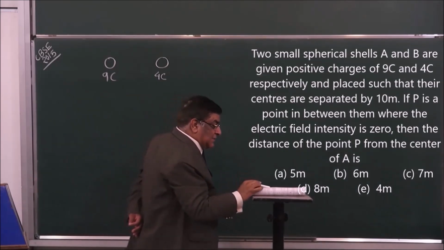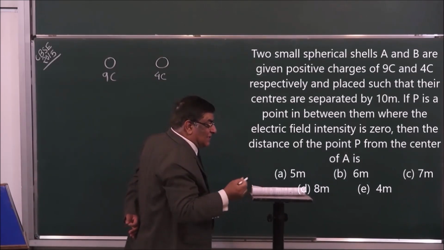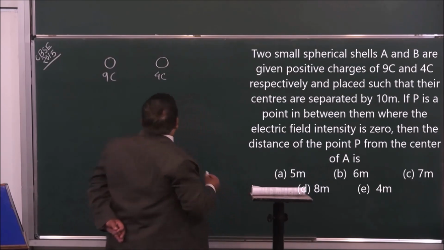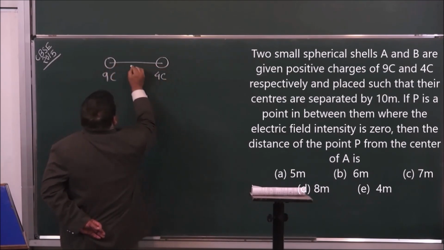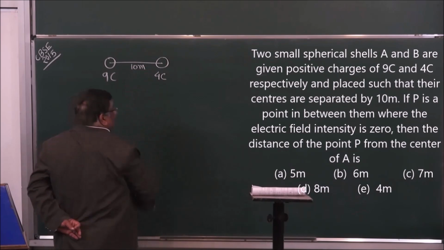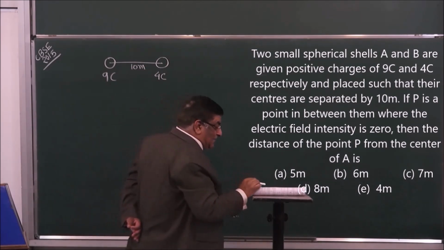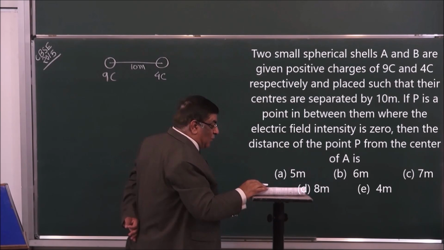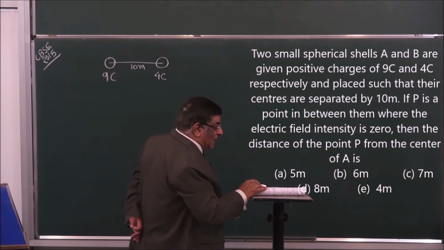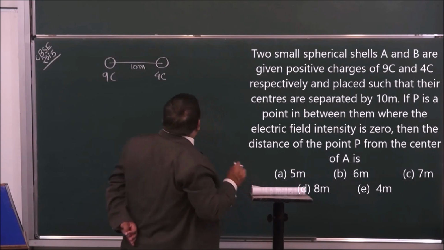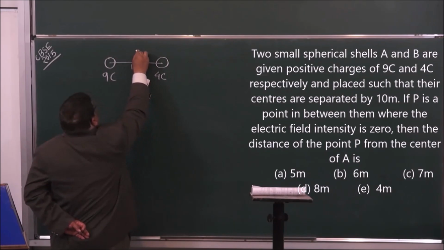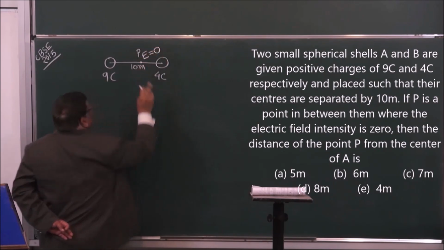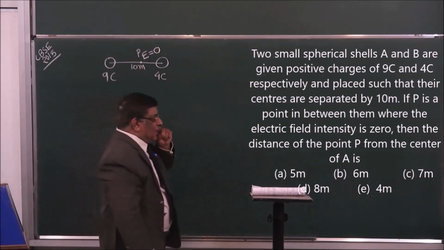They are placed such that their centers are separated by 10 meter, center to center. Then if P is a point in between them where the electric field intensity is 0, somewhere here there is a point P such that the electric field at this point is 0.